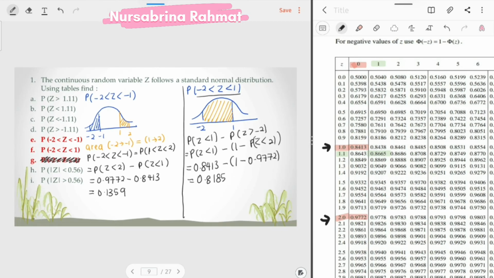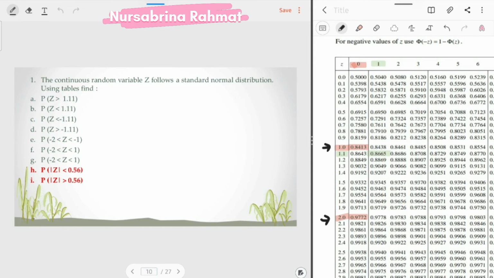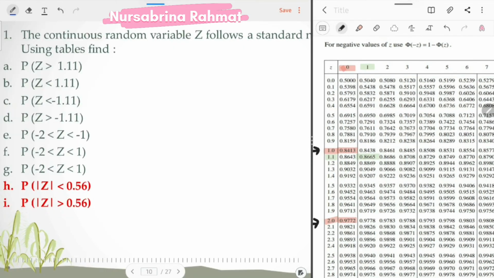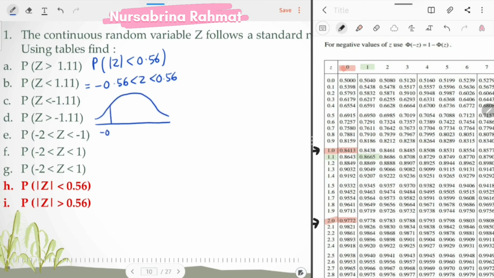So what about when we have a modulus function? Let's solve the one with the modulus. We have here P of modulus Z less than 0.56. When it's modulus, that means it has positive and negative signs. So it's equal to P of -0.56 less than Z less than 0.56. If you want to draw the bell curve, this is your bell curve. So negative 0.56 is about here, and this is positive 0.56.